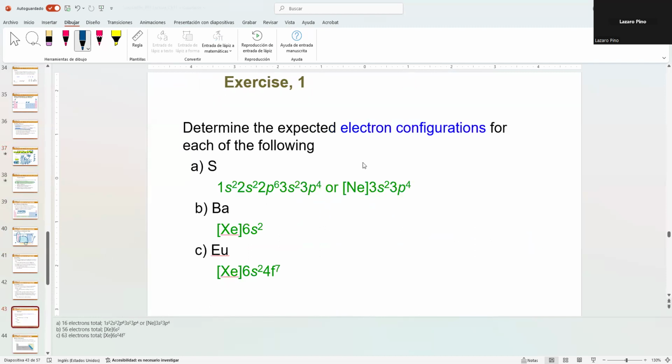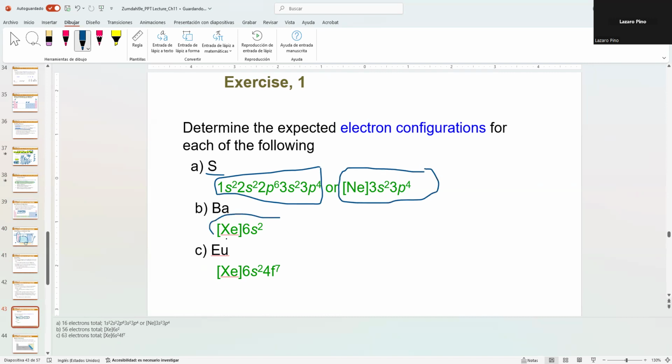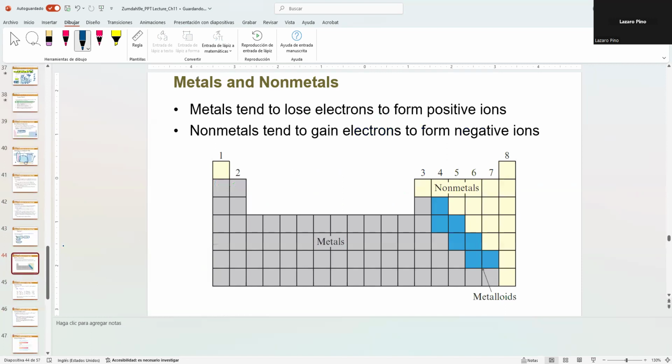Well, here you have another exercise. Here you have the electron configuration for sulfur. You can use the developed representation or the short representation. And here you have it for barium, and here for europium. You can stop the video and do this using the diagram that I showed you before.